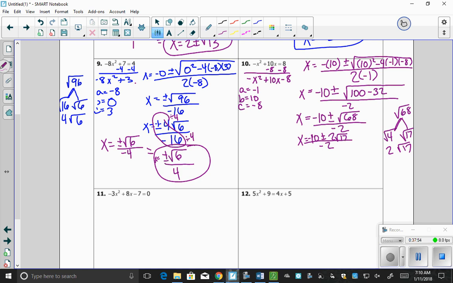A number that will go into negative 10, 2, and negative 2 is 2. So when you ask yourself, what is negative 10 divided by 2? It's going to give you negative 5 plus or minus 2 divided by 2 is 1, so the square root of 17 over 2 divided by 2, negative 2 divided by 2 is negative 1. With a negative on bottom, you're going to end up with x equals positive 5 plus or minus square root of 17.